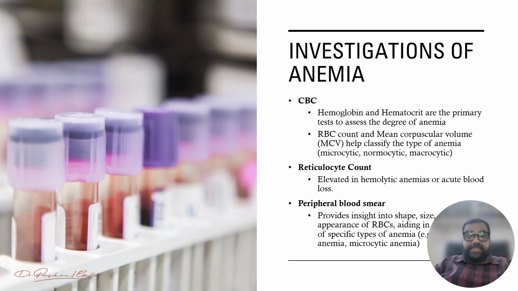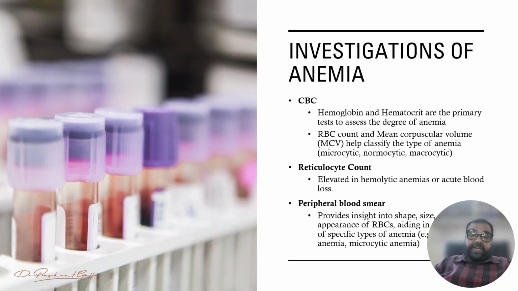The commonest investigation is the CBC, complete blood count. Hemoglobin and hematocrit are the primary tests to assess the degree of the anemia. RBC count and the mean corpuscular volume, MCV, help in the classification of the type of anemia, like microcytic, macrocytic or normocytic, right?